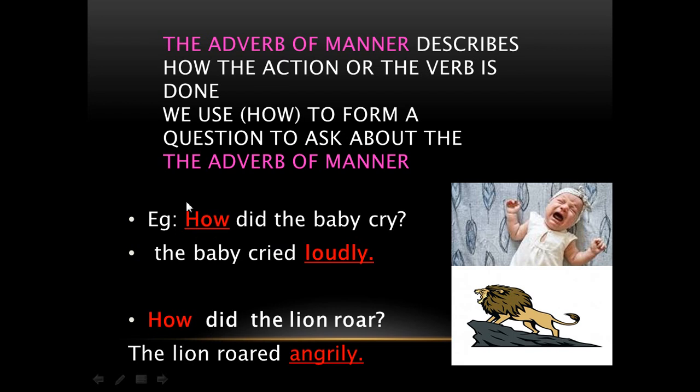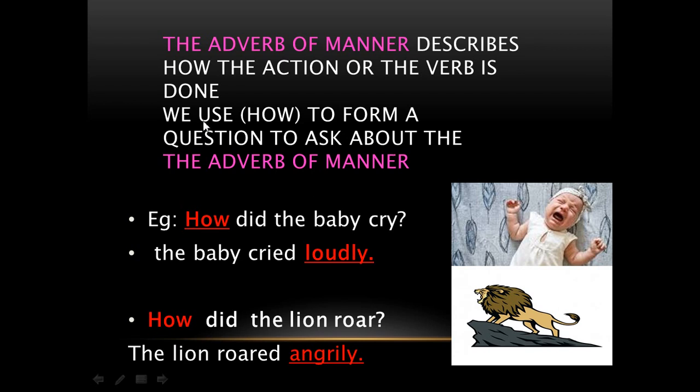So here, when I asked with how about the sentence, the baby cried loudly, what was the answer? The baby, or cried, or loudly? The word that gave the answer. If I said how did the baby cry, I say the baby cried and I stop. Does this answer the question? No, the word that answers the question is loudly. So loudly here is an adverb of manner.